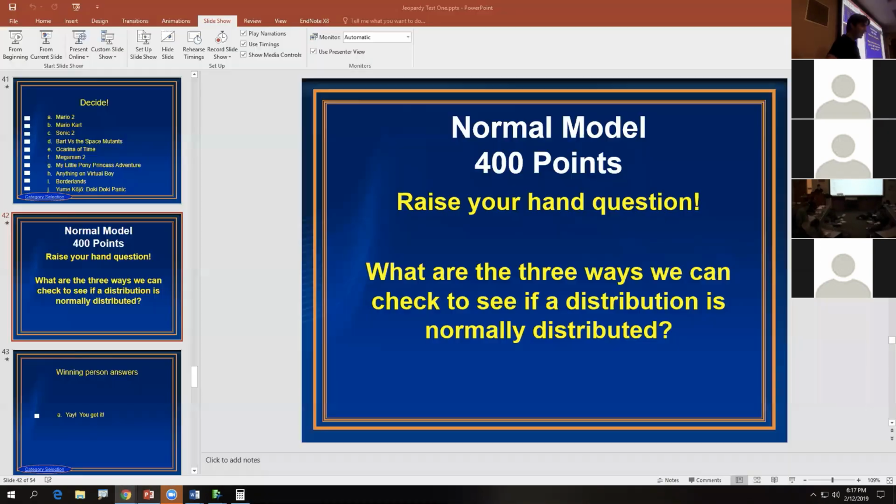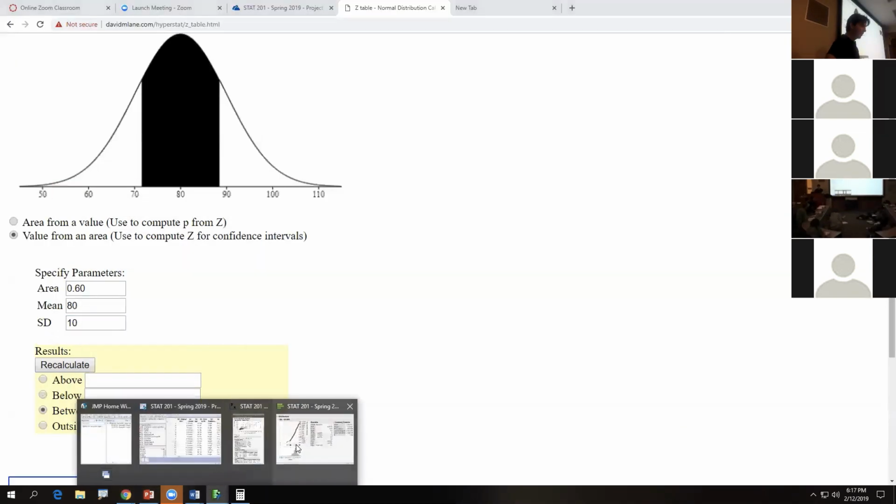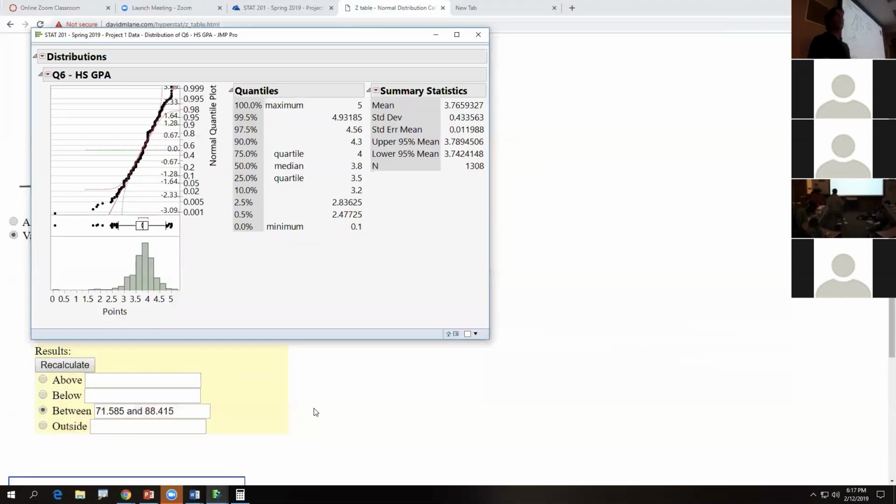So let's continue on with this one right here. First way, one, and your question will be in the video, so it will be uploaded. The first way is to look at the histogram and see if it looks normal. I agree that this histogram looks kind of normal, right? Then the second way is to look at the QQ plot. Do you guys see the bend in it?